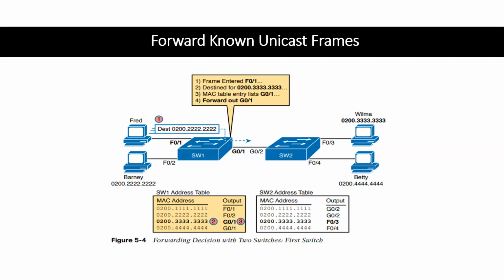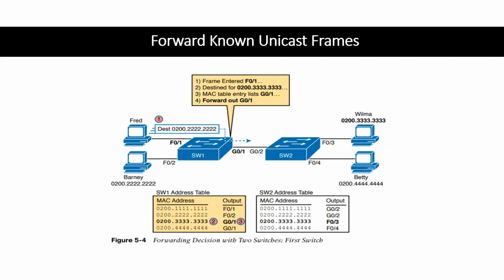Oh, okay. It's off of gigabit 0/1. So switch one is going to make that decision and forward it out gigabit 0/1, which is going to send it to switch two. Switch two is going to say, okay, I got the frame. It's destined for .3333. I need to go ahead and forward it out of fast Ethernet 0/3.